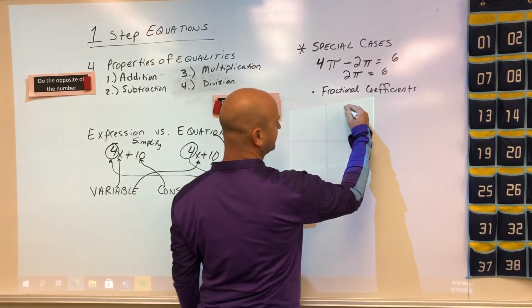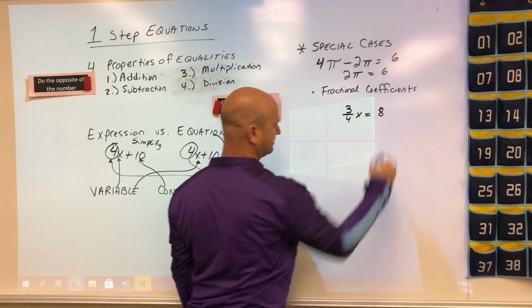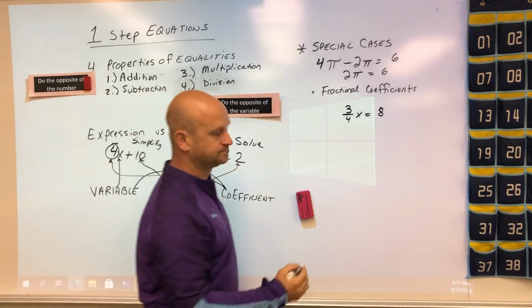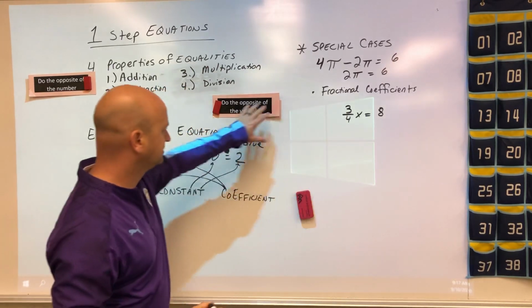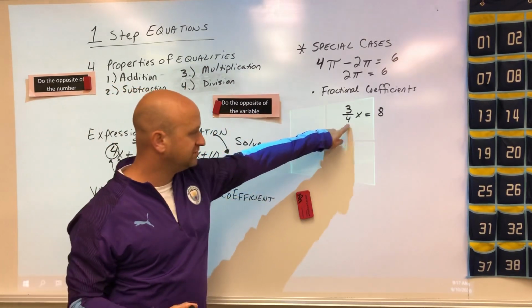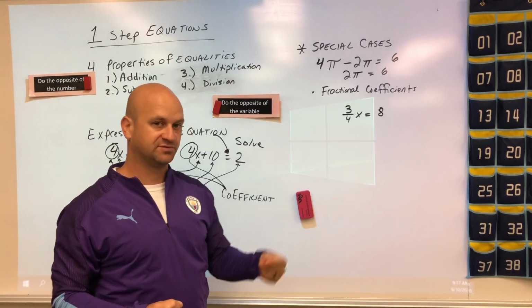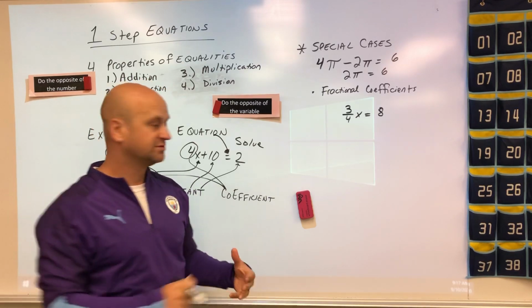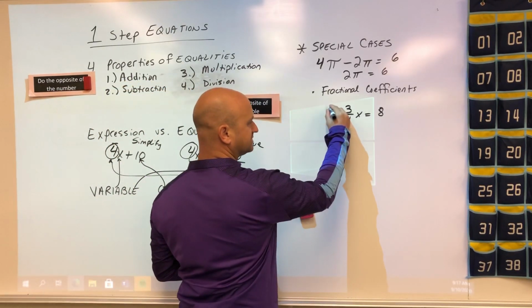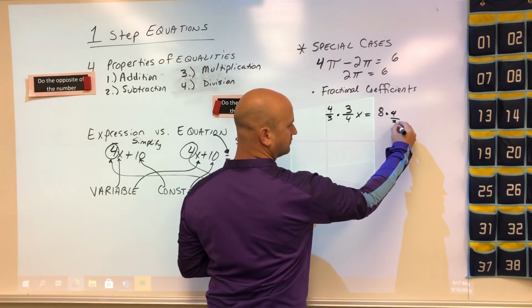What happens if we get 3 over 4 x is equal to 8? Okay, what do we do in this case? Well, what are we doing? If we use our do-opposite-of-the-variable rule, what are we doing to x in this problem? We're multiplying it by 3 over 4. So how do we undo that? We would multiply it by 4 over 3. So one way to solve this in the one-step manner is to multiply this thing by 4 over 3.